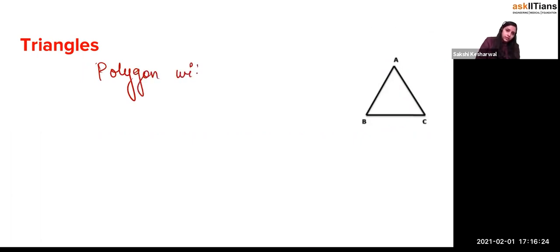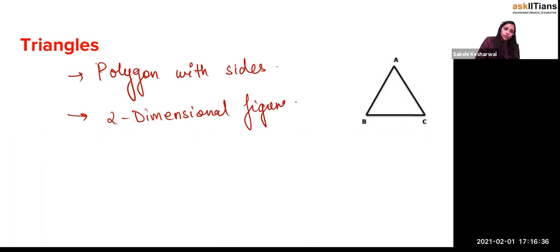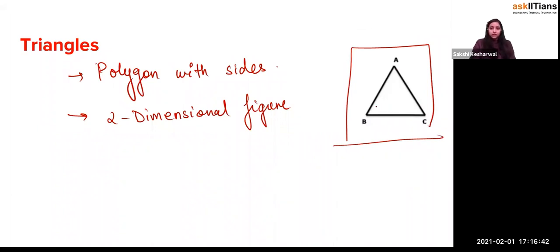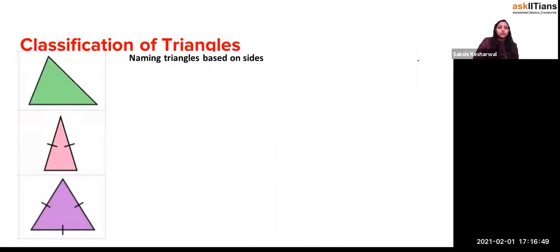Can I say that this is a two-dimensional figure? Yes or no? Because you can draw it on a sheet of paper, right? And it has three vertices, it has three sides, it has three angles, and the sum of the angles is what, beta? 180 degrees, which we did in the last class, right? Now let's do the classification of the triangles on the basis of the sides, right?